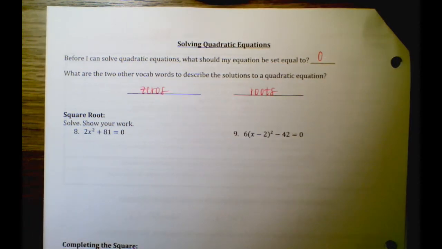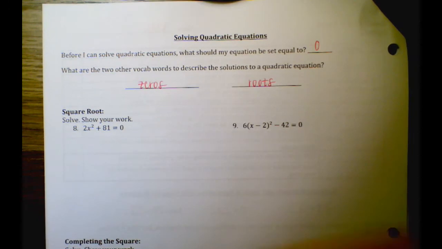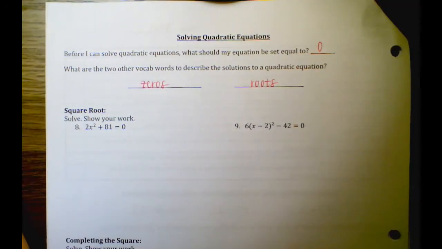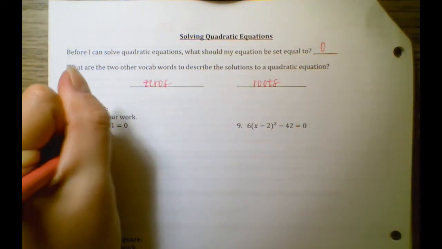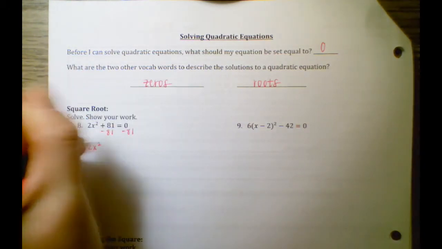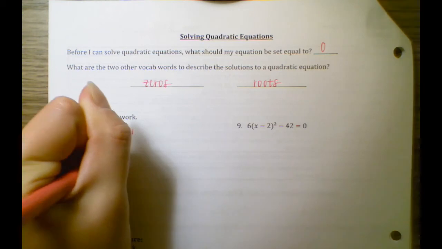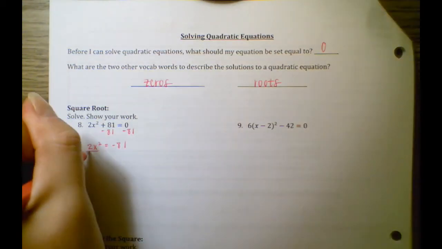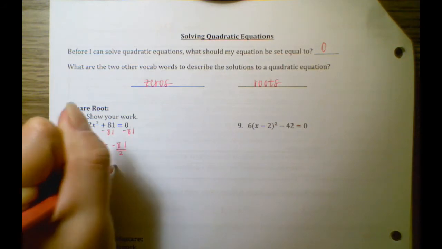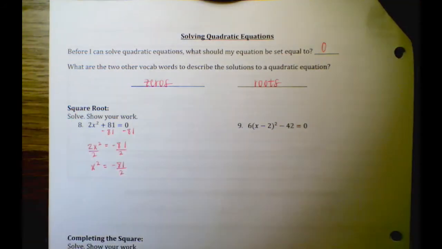All right, so down below I have all the different methods that you guys learned. First, we're going to start with the square root method. So let's go ahead and get after it here. So square root method, we want to get x squared by itself. So I'm going to subtract 81 from both sides first. We get 2x squared equals negative 81. Then I'm going to divide both sides by 2 to get the x squared by itself. Negative 81 over 2, and that does not simplify nicely.